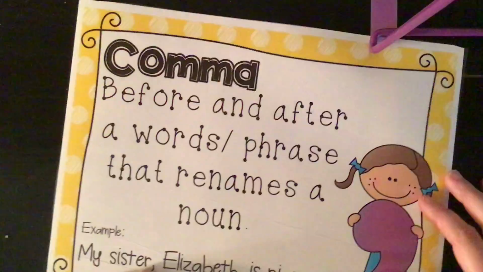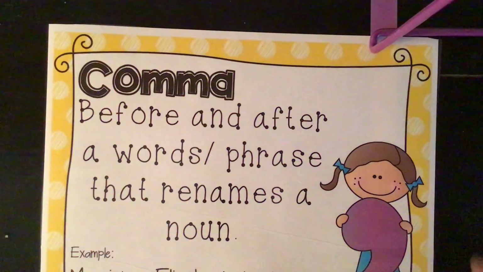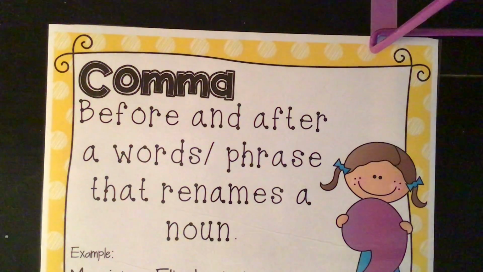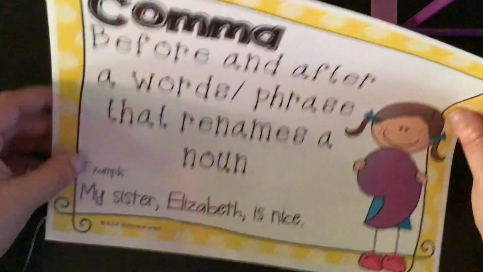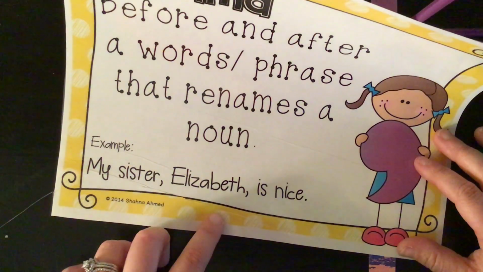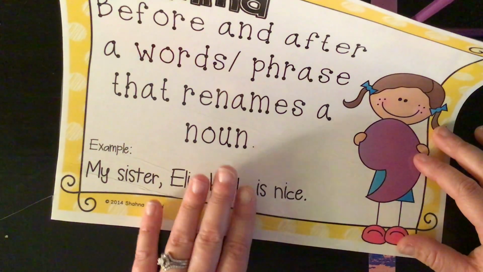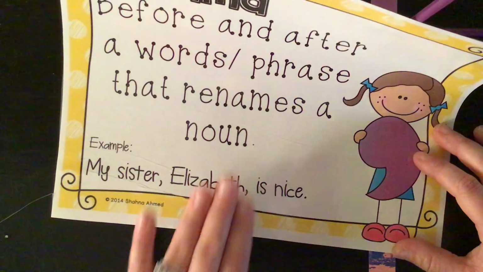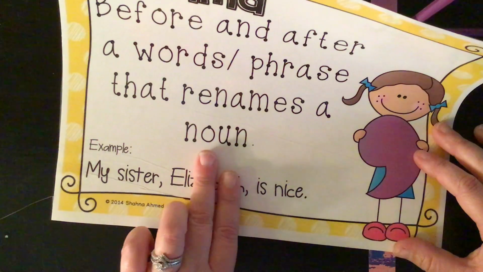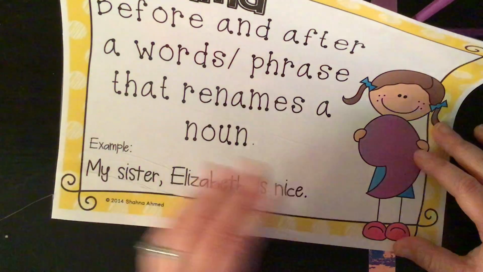All right, boys and girls, this week we are going to be talking a lot about commas and semicolons. And there's lots of different ways we use commas. So the first one: we use commas before and after a word or phrase that renames a noun. As an example, my sister, Elizabeth, is nice. We'll talk about it later in the year, but we can take that out. My sister is nice. It's still the same sentence.